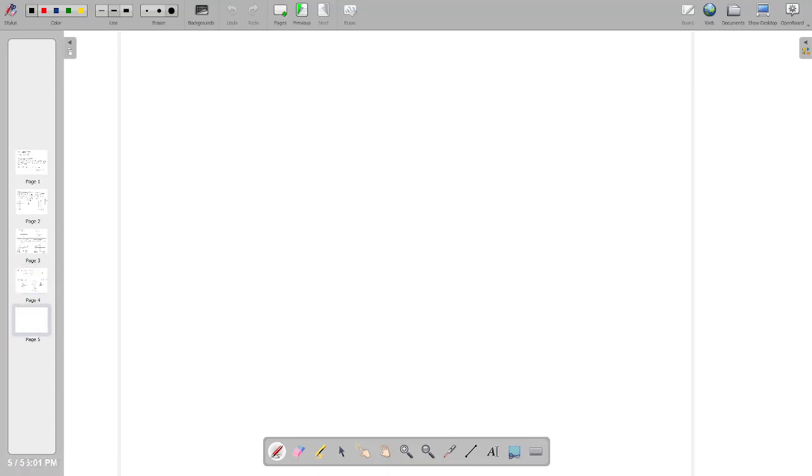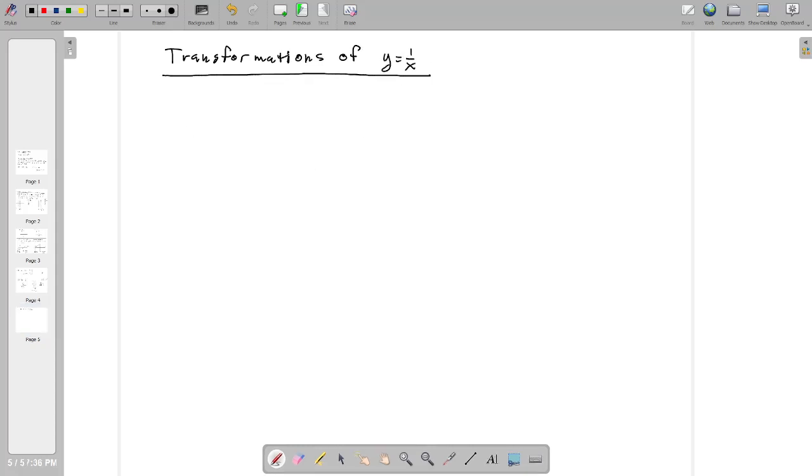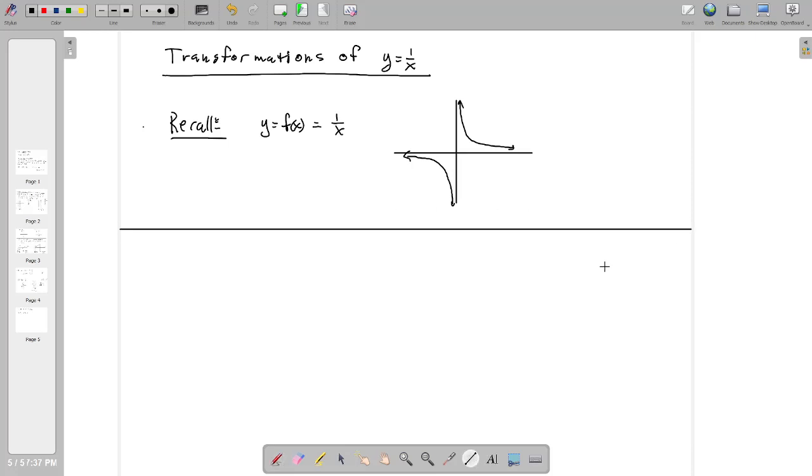The next thing that I want to talk about is the transformations of y equals 1 over x. Recall what 1 over x looks like. So if we take y equals f of x, where f of x is equal to 1 over x, then we have this function here. Now what we're going to do is translate this using the graph shifting techniques and stretching techniques that we used in 2.6. So let's go ahead and do an example, as we should know or remember what is in 2.6.